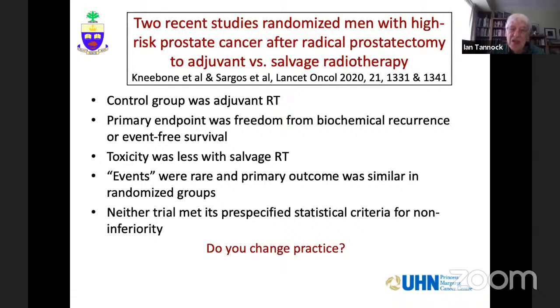So these 2 trials, one was done in Australia, one in Europe. The control group was adjuvant radiation therapy, which was thought to be the standard. The primary endpoint was freedom from biochemical recurrence or event-free survival. You could argue about that, but you are trying to prevent recurrence. Toxicity was obviously less if you didn't give immediate adjuvant radiotherapy. Events are quite rare. The primary outcome was similar in the randomized group. Neither trial met its pre-specified statistical criteria for non-inferiority, but there was no trend for patients with adjuvant radiotherapy to do better. And so the question is, do you change practice?